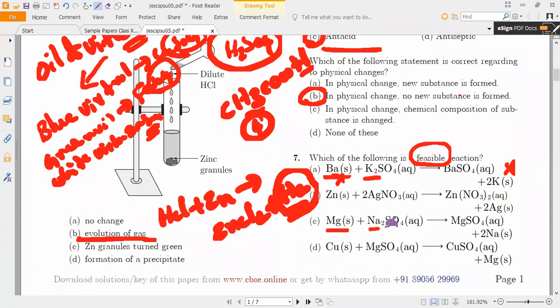Next, magnesium and sodium, who is more reactive? Sodium is more reactive, so no reaction will take place. Next, copper and magnesium. Who is more reactive? Magnesium is more reactive, so this also is not going to take place.